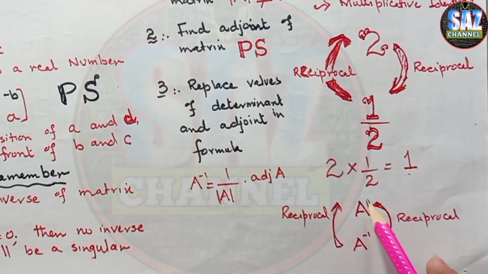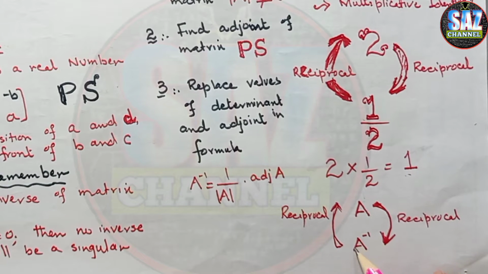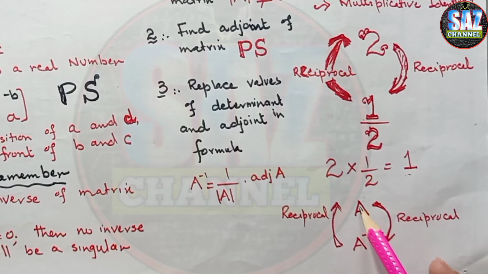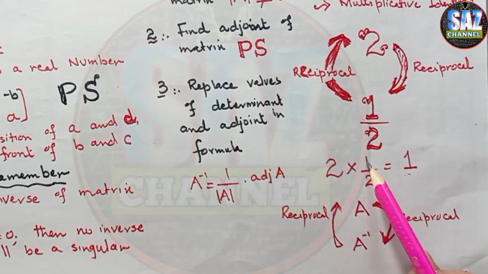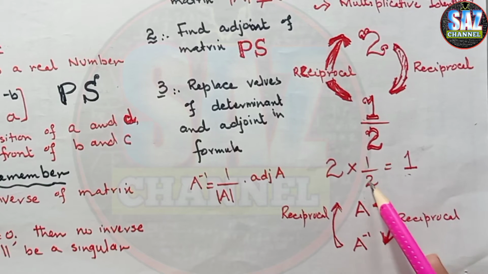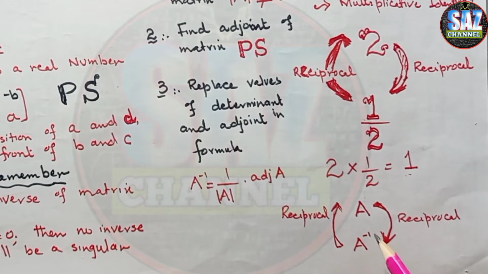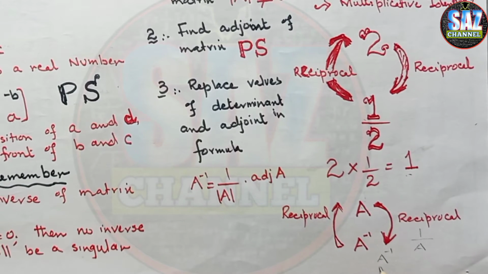Coming to the matrices, if we have the matrix A, its reciprocal will be A inverse, or if we have the matrix A inverse with us, its reciprocal will be A. When we talk about numbers, we can write the reciprocal in division form, but in matrices we do not write the reciprocal in division form. In matrices we do not write 1 over A. The reciprocal is written in the form of A inverse, or B inverse, depending upon the letter that you have assumed for that matrix.